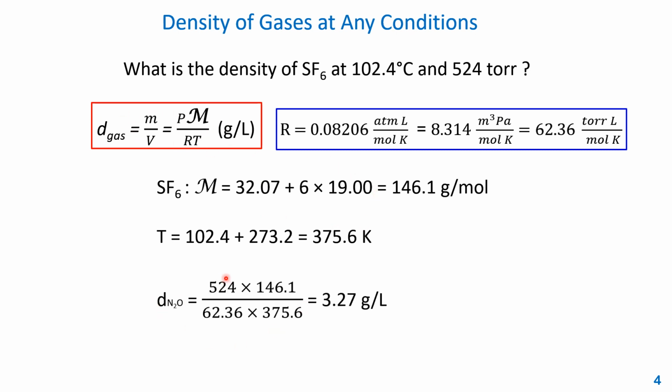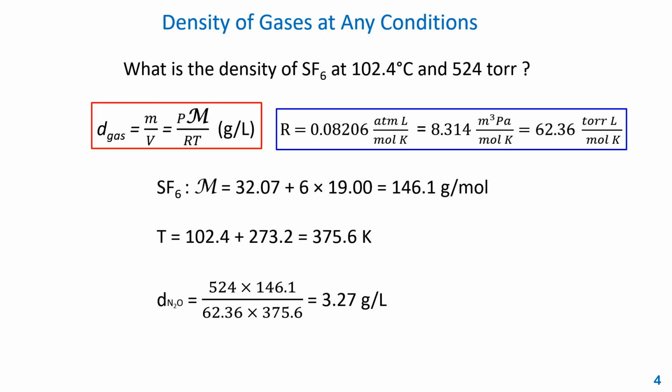The density is pressure, 524 torr, and then that's molar mass, we calculate that, divided by 62.36, because we use torr as the unit of pressure, so we need to use this R. And then temperature, that's 375.6 Kelvin, and then we can calculate density is 3.27 grams per liter. This is the sulfur hexafluoride density under these conditions.